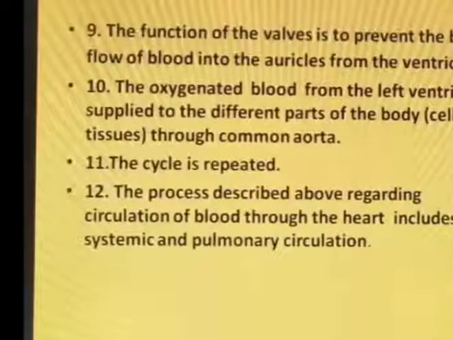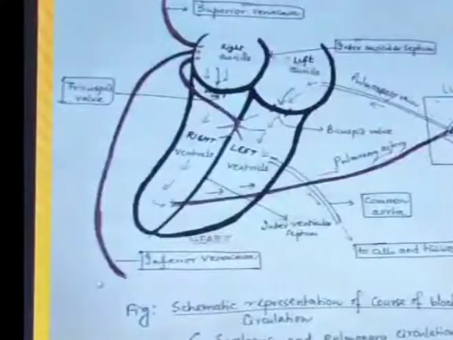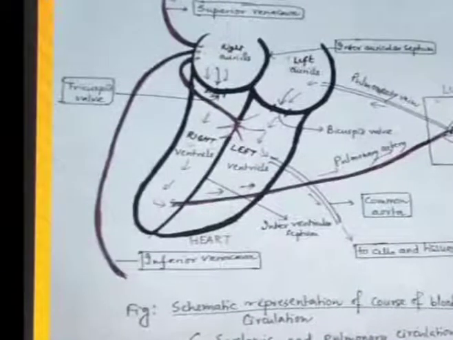Separately, I will discuss coronary circulation. This is a sketch. You see how the superior vena cava collects blood from the upper part, how the inferior vena cava collects from the lower part, and how the coronary sinus collects from the heart muscle. All these three main veins open directly into the right atrium.